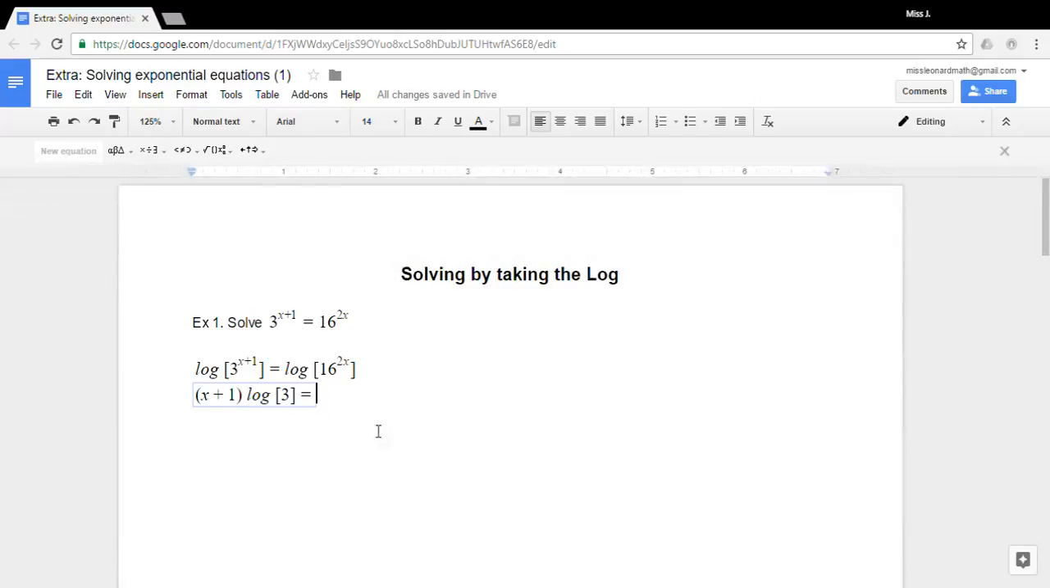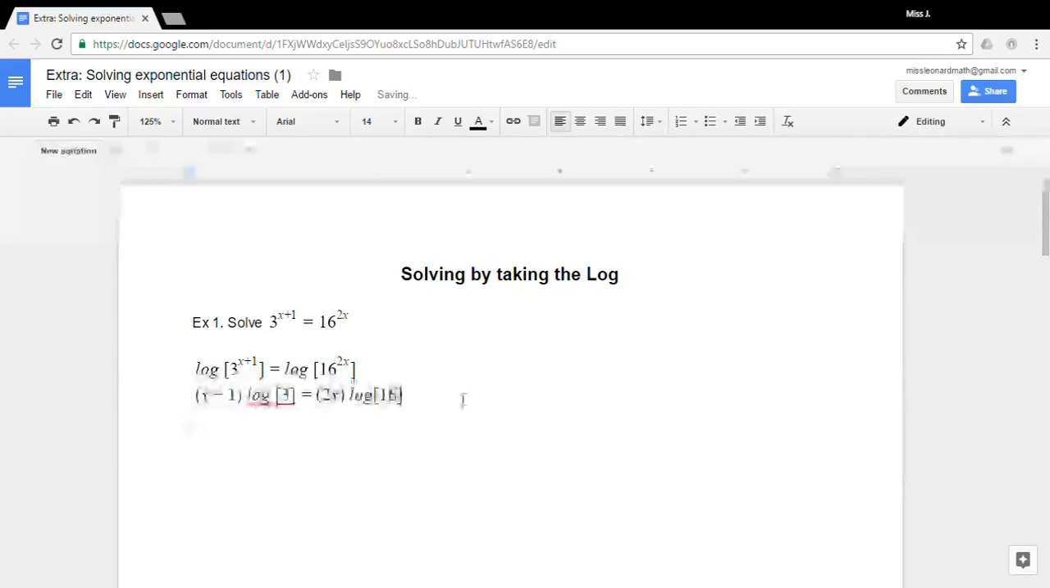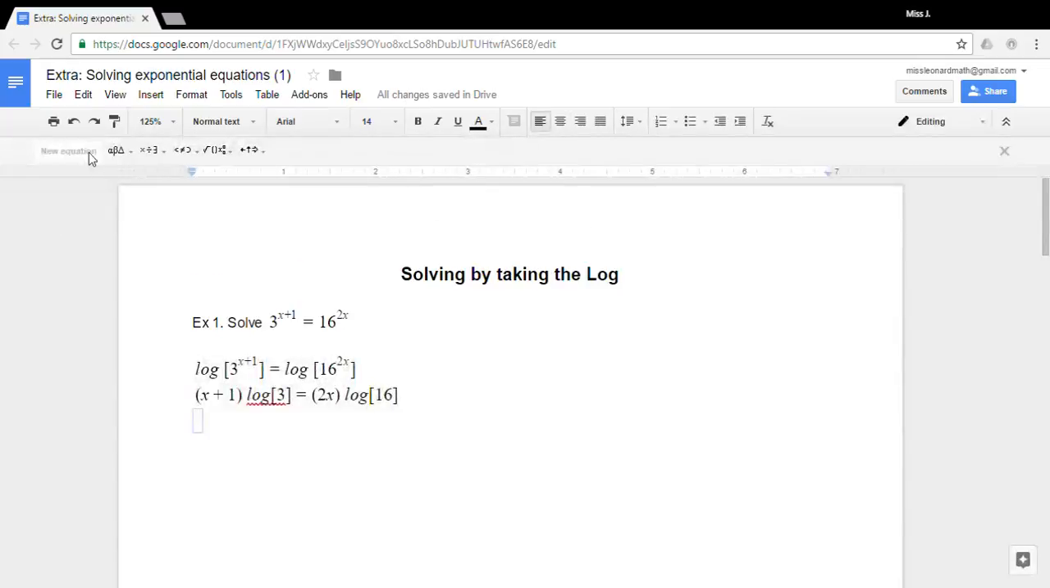Now we can do the same thing on your right side. Let's bring the 2x in front of that log 16. So it doesn't really look like much still, but keep in mind that this log 3 is just a number, and log 16 is also just a number. So let's try working with this x plus 1 here. What if I distribute my x plus 1 times that log 3? So I'll have x log 3 and then plus 1 log 3. And your right side you can keep the same, so 2x log 16.